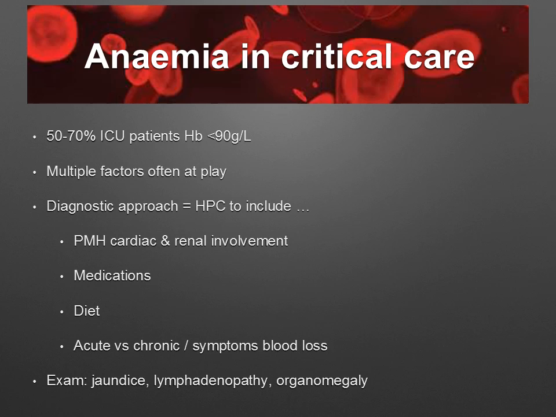So let's start with anemia in the critically ill. Anemia is classically defined as hemoglobin less than 120 in females and 130 grams per litre in males. And we'd see that in up to 80% of our patients. But I guess what we're really interested in is hemoglobins less than 90, and we're going to see that up to 50 to 70% of our patients.